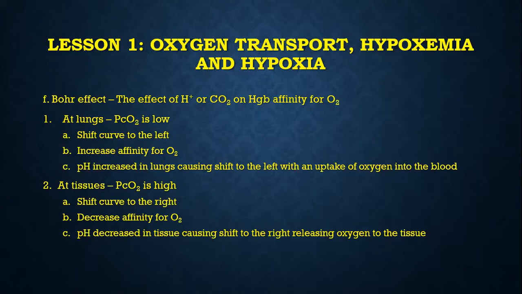Now, what about the tissue level? At the tissue level, the CO2 is high because of metabolism, right? Because of your metabolism, the CO2 amount in the tissues is high. So when the hemoglobin gets to the tissue level, it realizes, oh, there's a lot of CO2 here. I'm about to pick up CO2 and release oxygen. So I have a decreased love for oxygen now, so I'm going to let it go. And I let it go to the tissues.